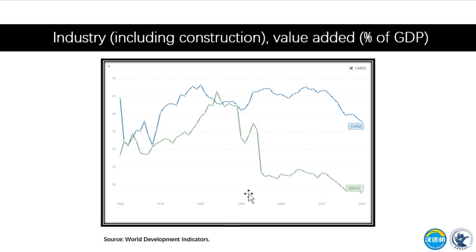You can see that before the 1990s, both China and Brazil have a large share of industry in the GDP. But after the 1990s, there's a divergent trend, and China still keeps a very large share of industry value added, between 30 and 40%. But the share of industry in Brazil goes down quickly after the 1990s, with a decreasing trend, to about 15 or 16%. So you can see there's a bigger gap between China and Brazil in industry.